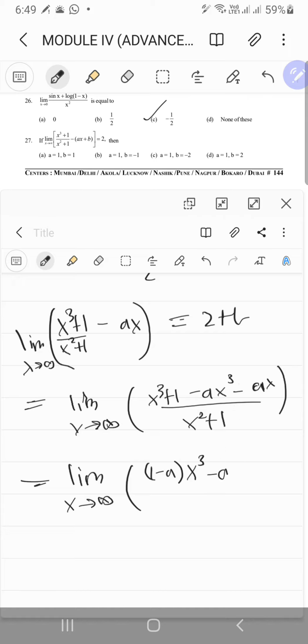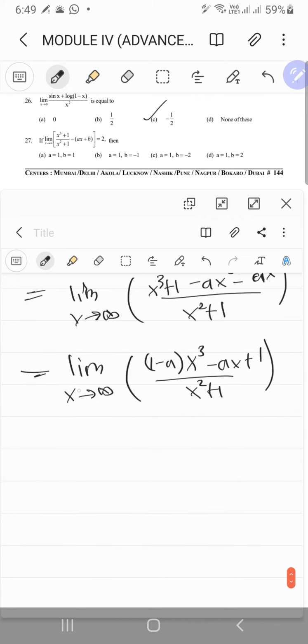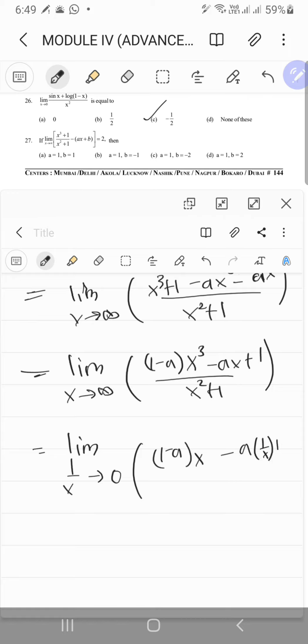Minus ax plus 1 upon x squared plus 1, which is the limit as x tends to infinity, so 1 upon x tends to 0, of 1 minus a x, okay, that's weird, minus a into 1 upon x plus 1 upon x squared upon 1 plus 1 upon x squared, right?